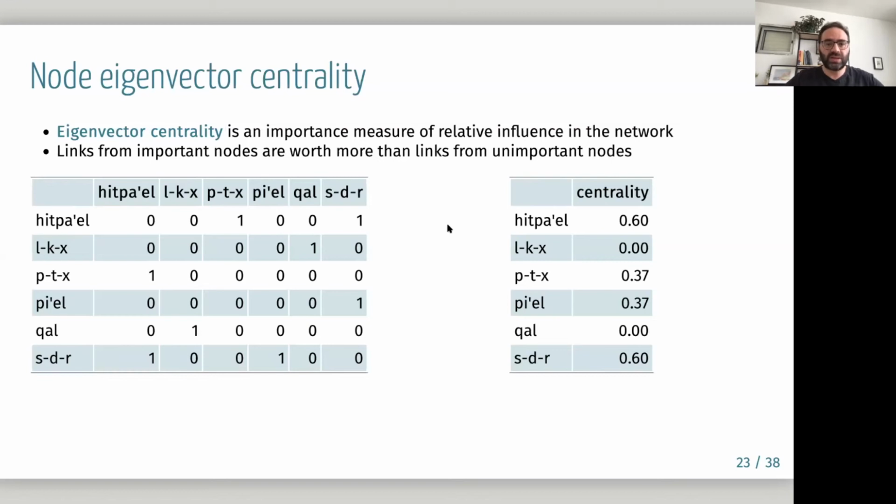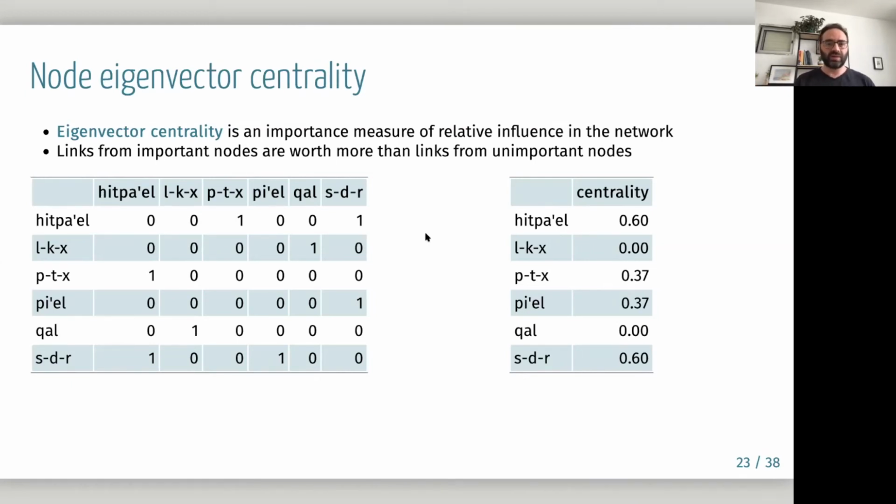Next measure is the node eigenvector centrality. Eigenvector centrality is an important measure. It is a relative measure of influence in the network. And what it means is that links for important nodes are worth more than links for unimportant nodes. So let's think about it in simple terms. If a node is linked to a node that has many links to other nodes as well, then it is more central in the network than a node that is linked to another node that doesn't have many links to other nodes as well.